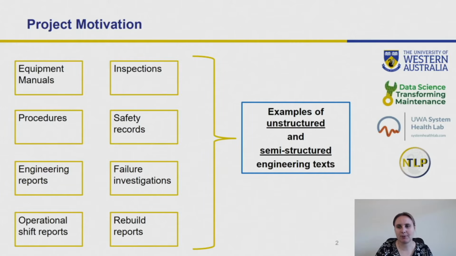Engineering data is distributed across a variety of sources, both structured and unstructured. Examples of semi-structured texts include procedures and equipment manuals, whereas unstructured data sources include safety records and operational shift reports. Much valuable information is locked away in these unstructured texts. However, when text is unstructured, information is difficult to extract, as this task requires sophisticated natural language processing techniques.